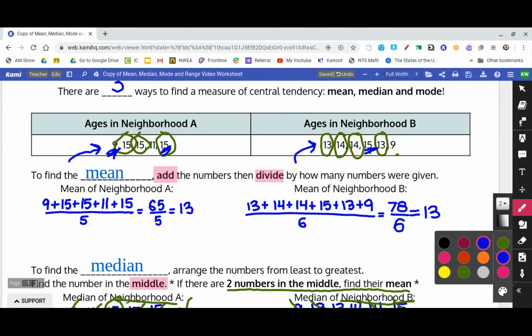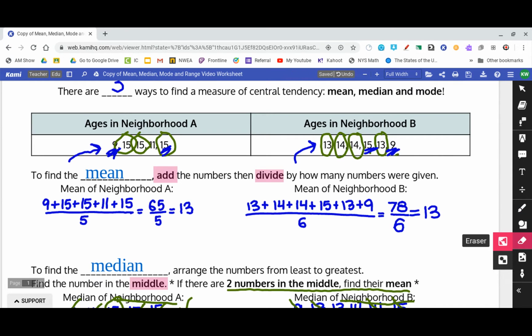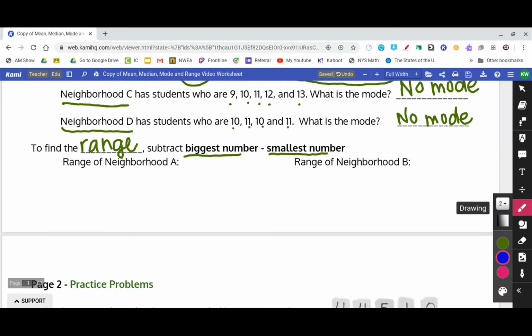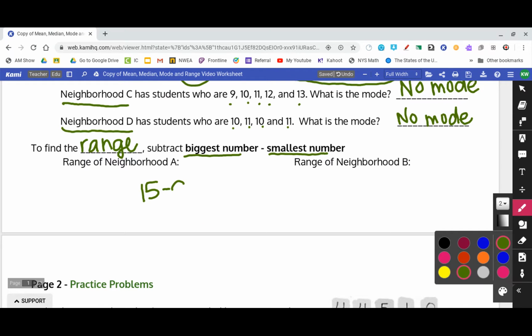I know you can't really see it, but the data set, the smallest one is 9. So for both of these, and this doesn't always work out this way, but for both of these, the range is 15 minus 9. The biggest number minus the smallest number. And I would get 6.